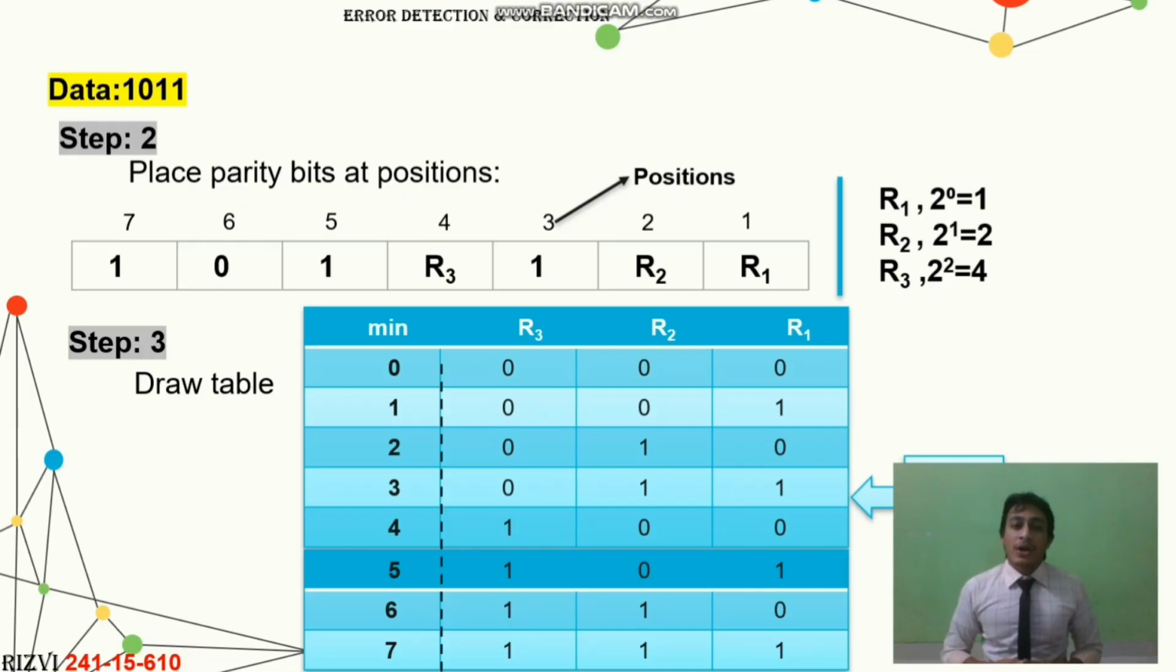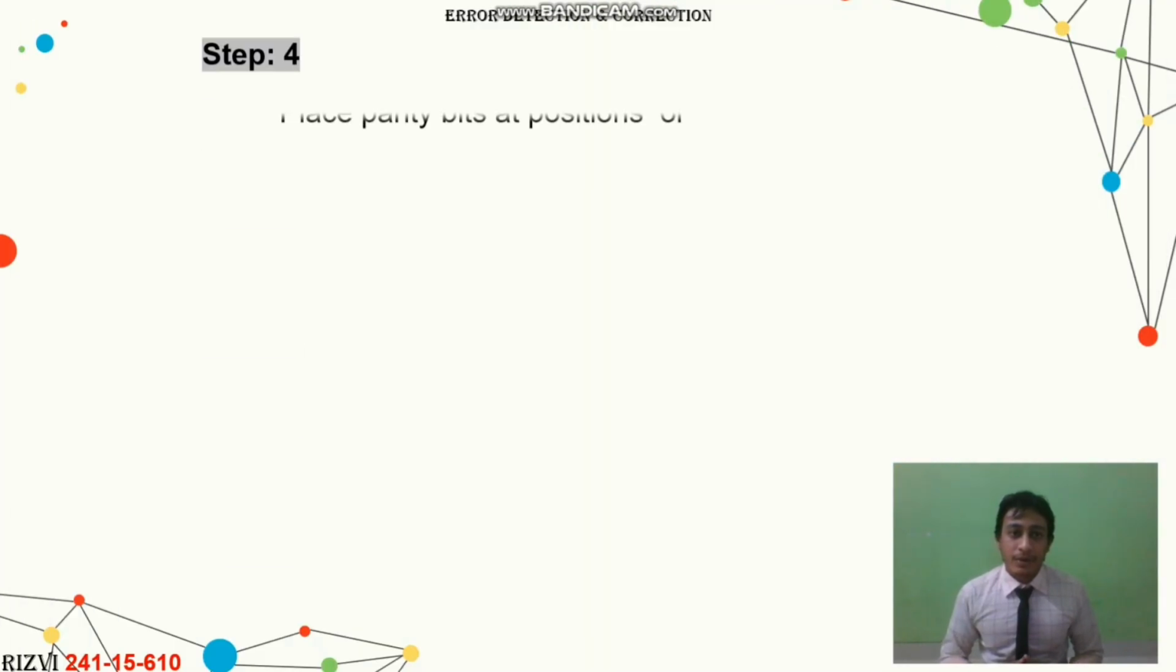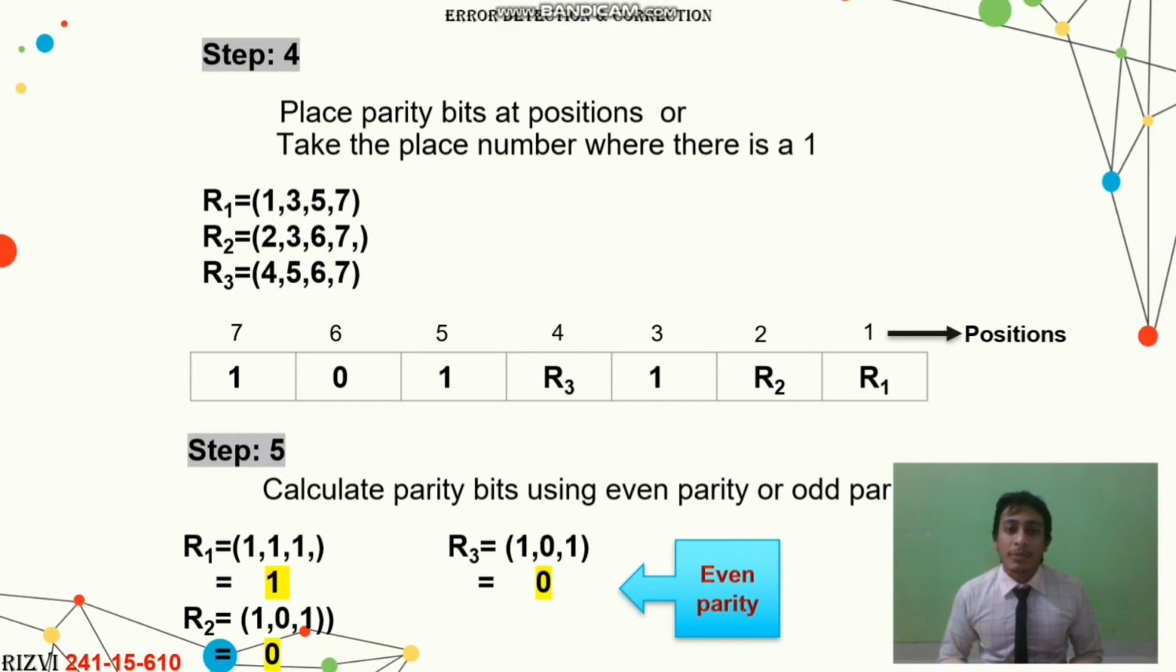We write R1, R2, R3 from right to left, and also draw a min-term table 0, 1, 2, 3, 4, 5, 6, 7, and write the binary values of 0 through 7. Step 4: take the position numbers where there is a 1. R1 is equal to 1, 3, 5, 7. R2 is equal to 2, 3, 6, 7. R3 is equal to 4, 5, 6, 7.